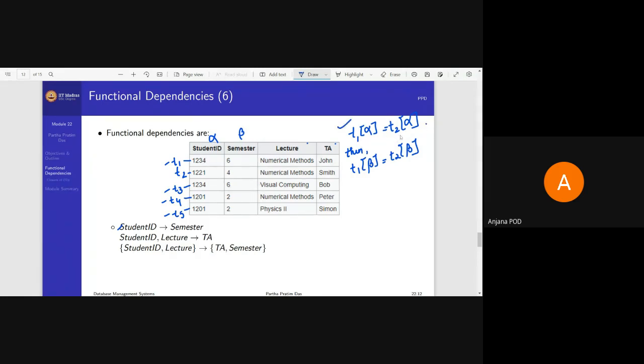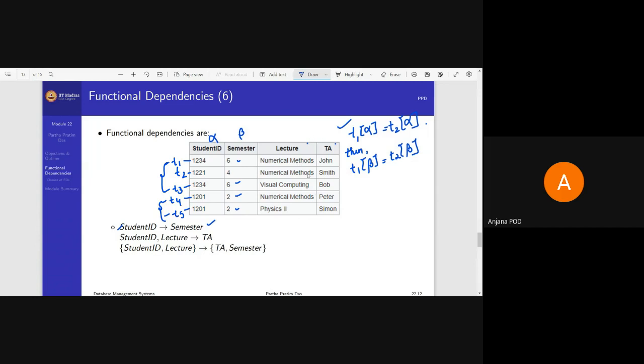Now we have to check for T1 and T3, and T4 and T5, whether the corresponding beta values, or semester values, are matching or not. T1 and T3 have the same values, and T4 and T5 are also having the same values. So we can say that yes, student ID determines semester.